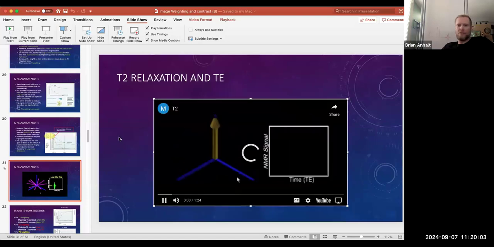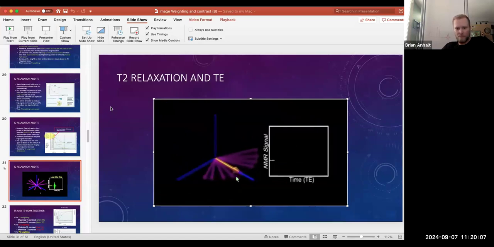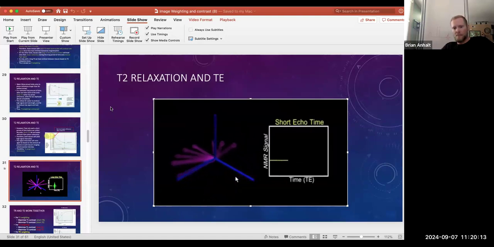We can see the difference between a short TE and a long one here. Excited, they get out of phase, signal diminishes if we were to measure it, flip them over, and if we look at what happens with short echo time, they're almost perfectly in phase, but not quite. And I'll explain why that happens in a minute. They get out of phase, and the signal goes away.